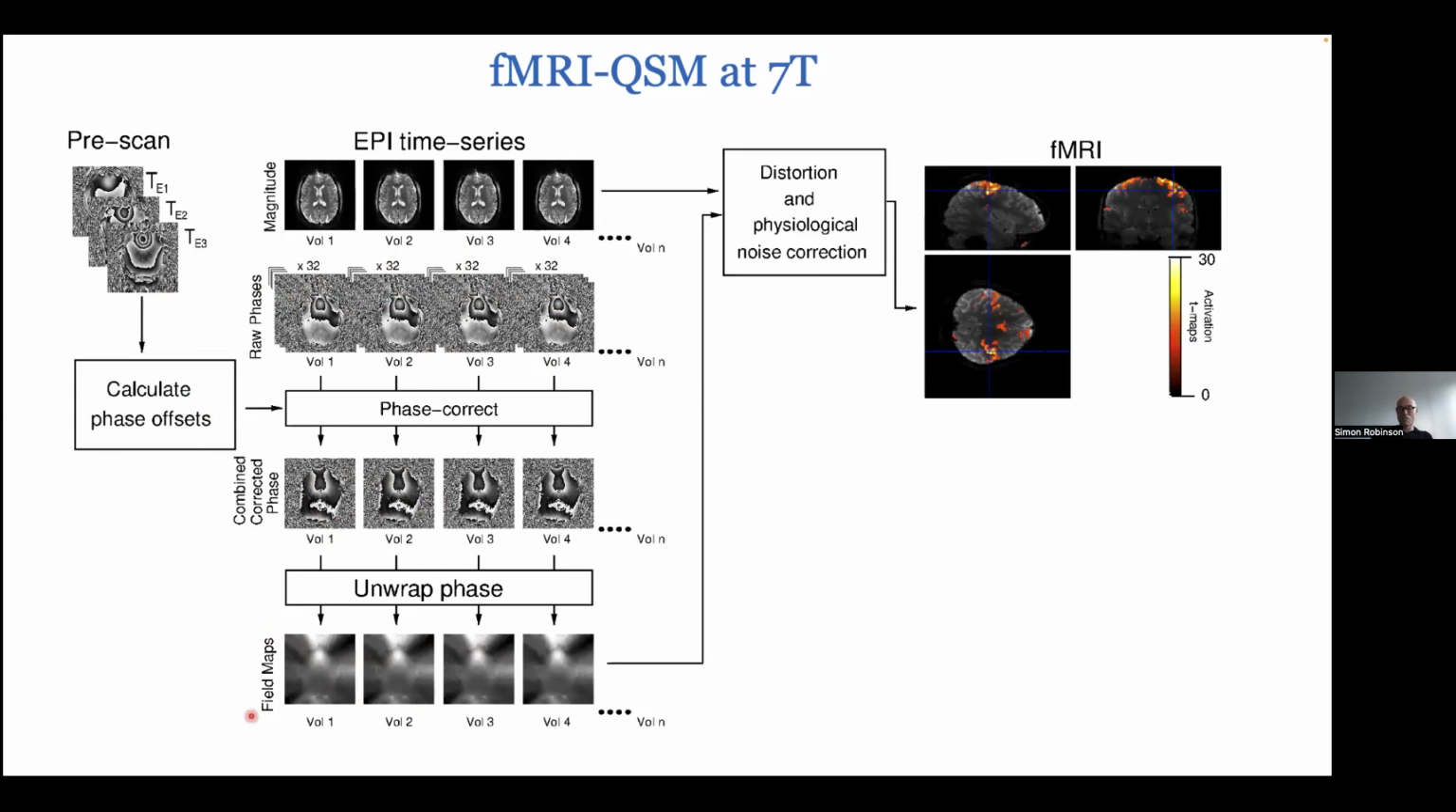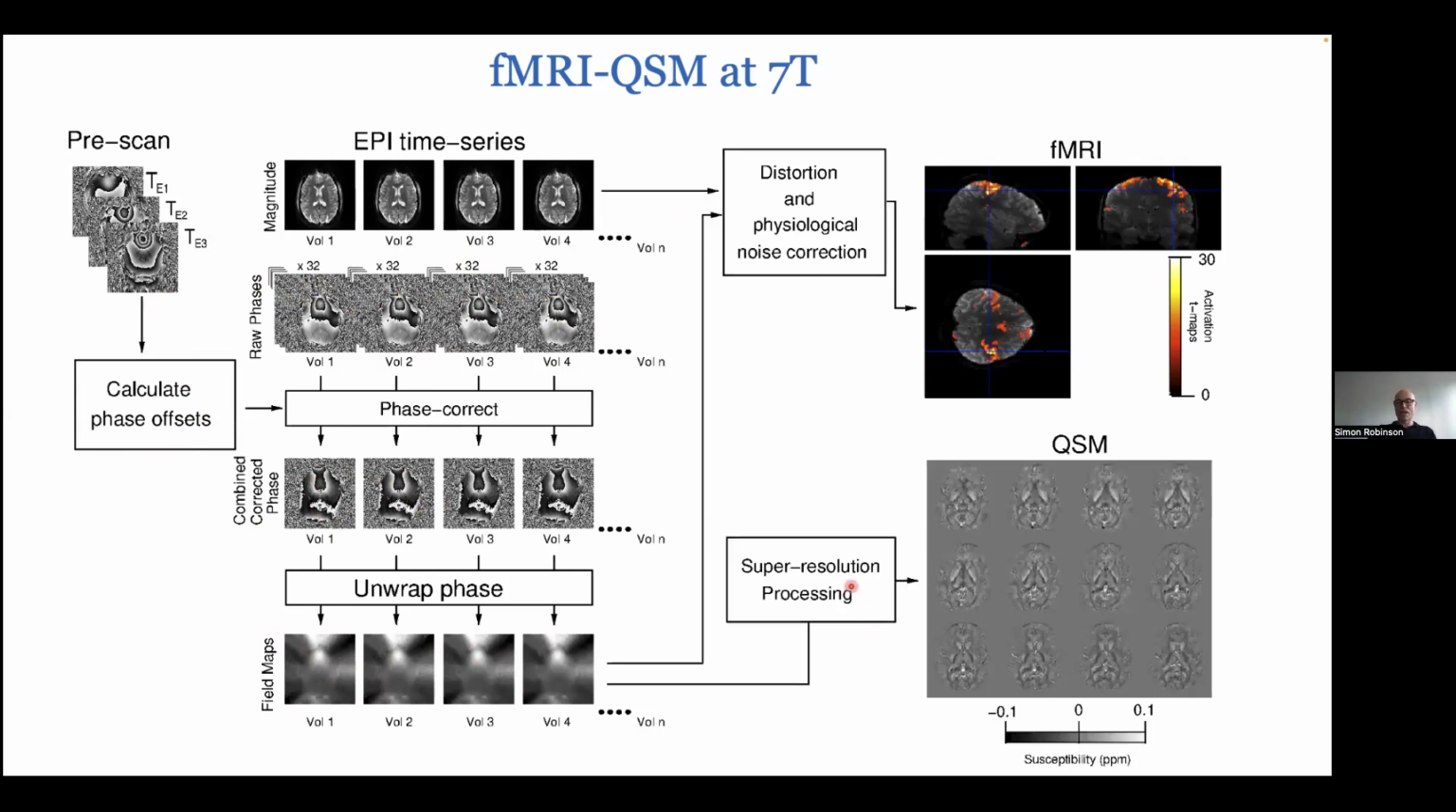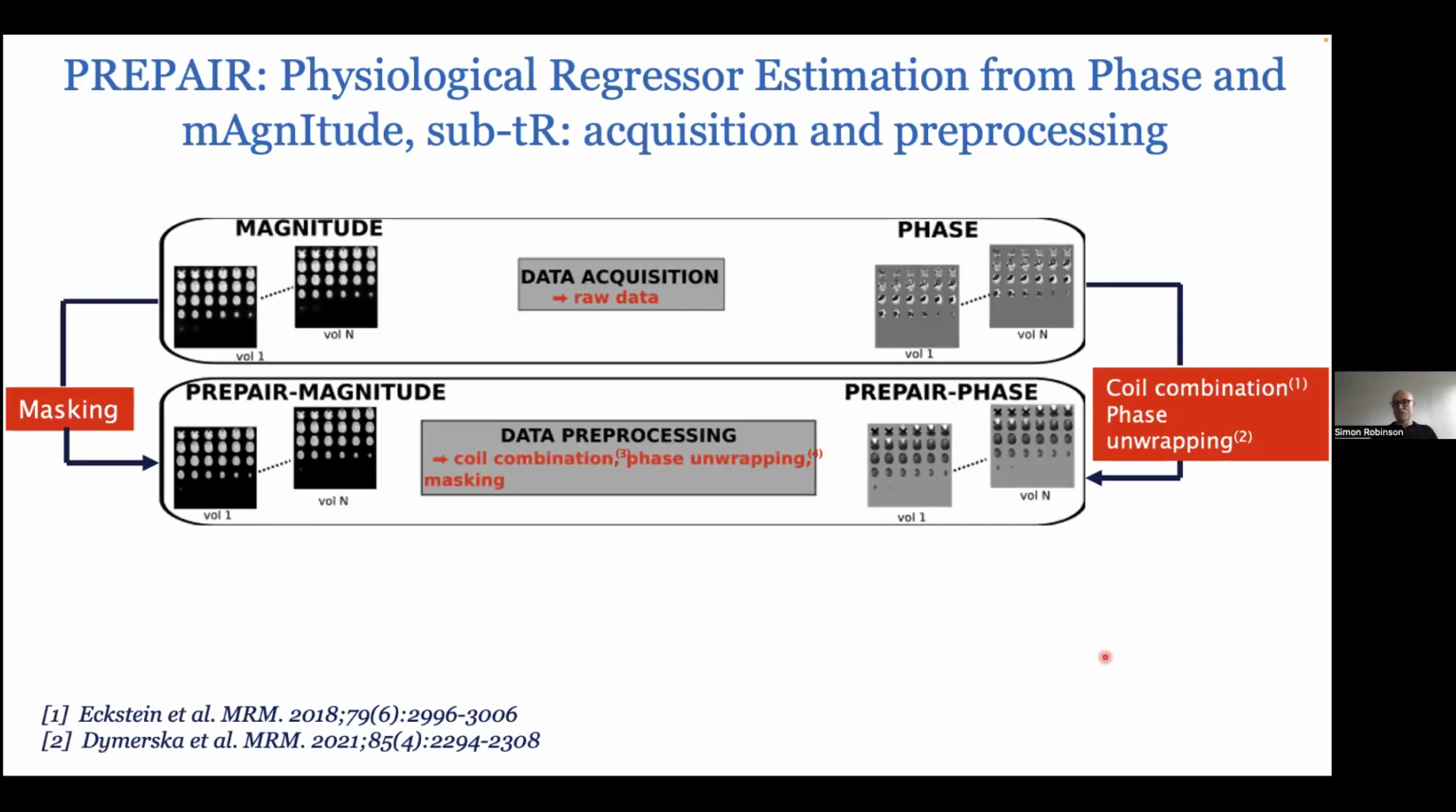We're going to convert them to field maps and use them both for dynamic distortion and physiological noise correction of the fMRI data. And we're also going to look at how we can do a super resolution processing of these field maps in order to generate the QSM. So those are the three short subtopics of the second half of this talk: physiological noise correction, dynamic distortion correction, and super resolution QSM from fMRI data. So let's start with physiological noise correction.